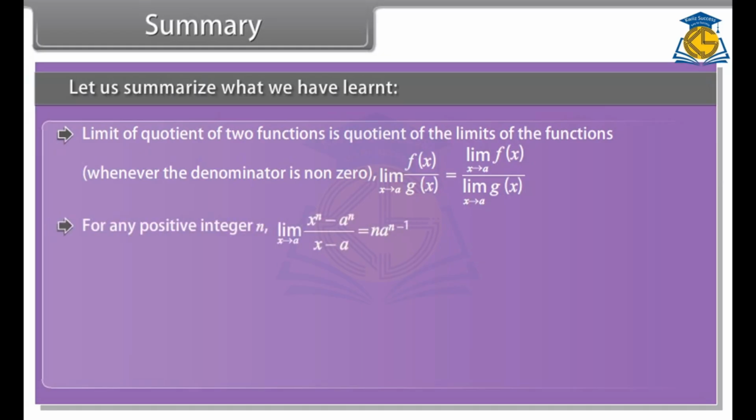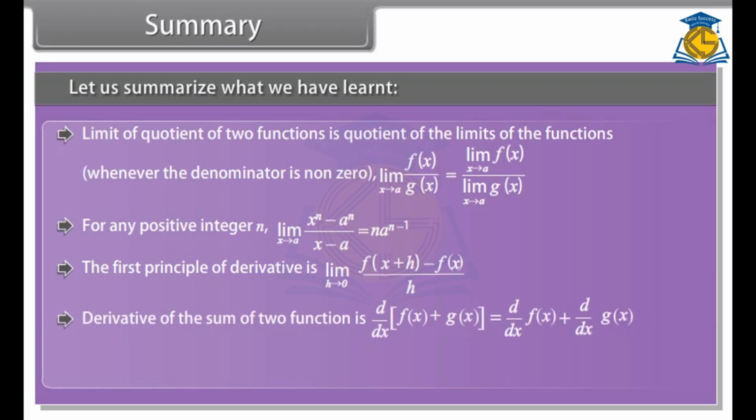For any positive integer n, limit x tends to a of (xⁿ − aⁿ) by (x − a) is equal to n multiplied by aⁿ⁻¹. The first principle of derivative is limit h tends to 0 of (f(x + h) − f(x)) divided by h.